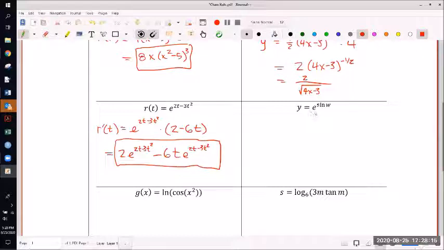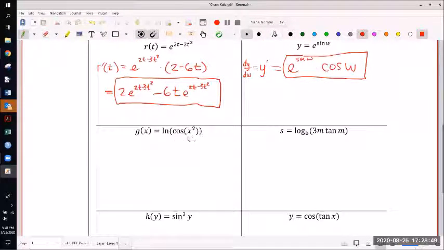Okay. Here I have an exponential composed with a sine. So I want y prime. Now in this case, this means dy/dw, since w is clearly our independent variable. I'm going to take the derivative of the exponential function, which is just e to the sine w, and then I'm going to multiply that by the derivative of the sine of w, which is the cosine of w. And that's it. That doesn't simplify anymore.